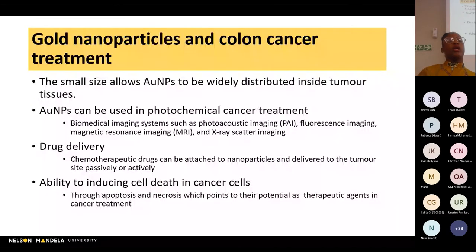So this is where we go into nanomedicine. Nanomedicine has opened a new venture in colon cancer treatments with using gold nanoparticles. Gold nanoparticles are good candidates because on their own they have anti-cancer properties, and because of their small size, they can enter the tissues and concentrate in the tissue and act by killing the cells. They can also be used in photochemical cancer treatments and in biological imaging systems, such as photoacoustic imaging, fluorescence imaging, MRI, and X-ray scatter imaging.